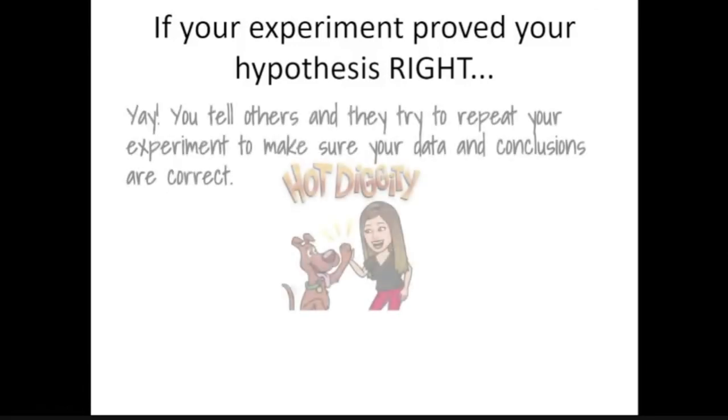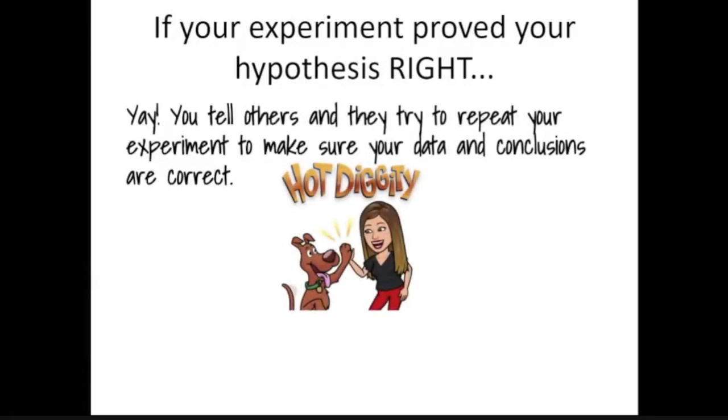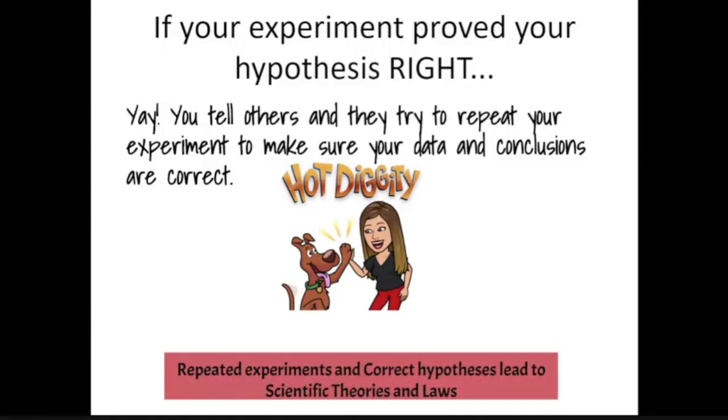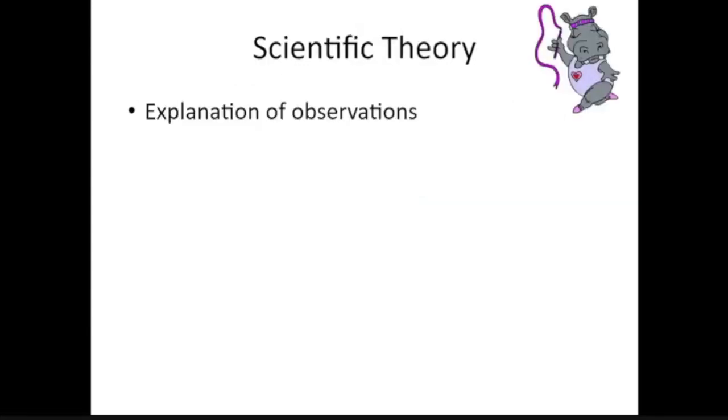If your experiment proved your hypothesis right, that's a good thing, but you have to tell other people and they have to repeat it. So you tell others and they try to repeat your experiment to make sure your data and conclusions are correct. If they're correct and they can be proven many, many times, then maybe your repeated experiments and your correct hypothesis lead to a scientific theory or a law. That's like big time. Doesn't happen very often.